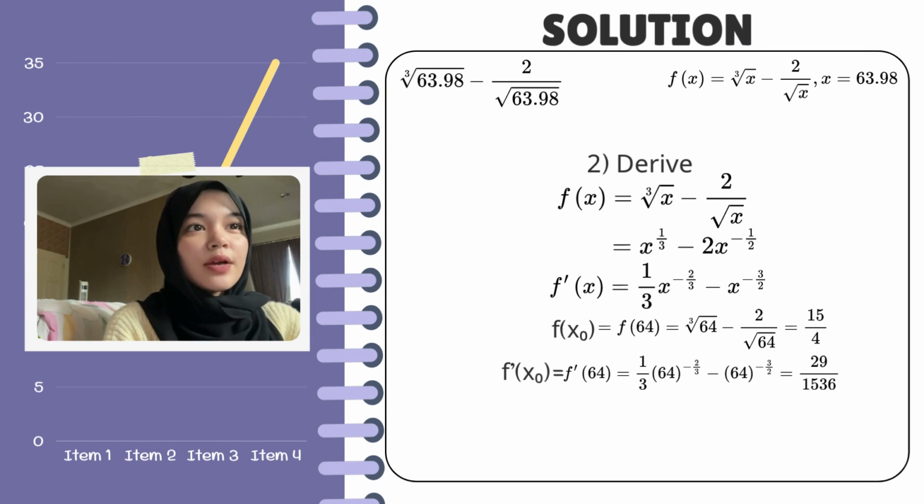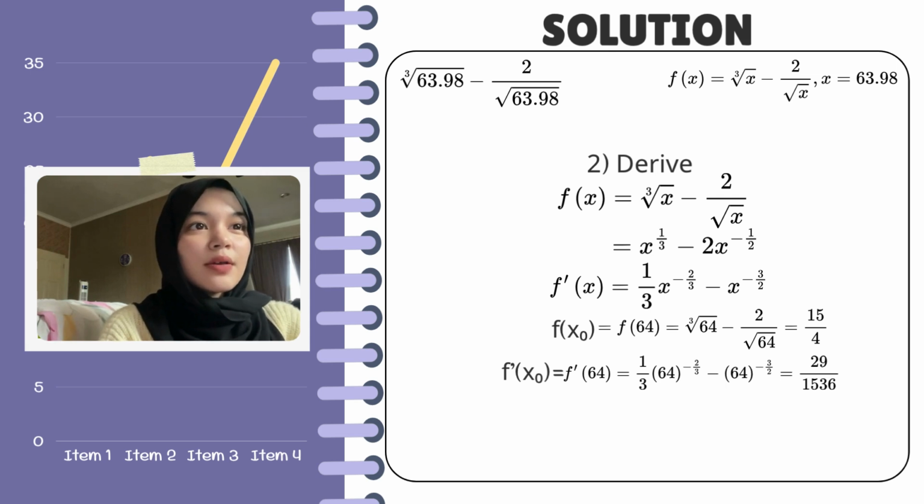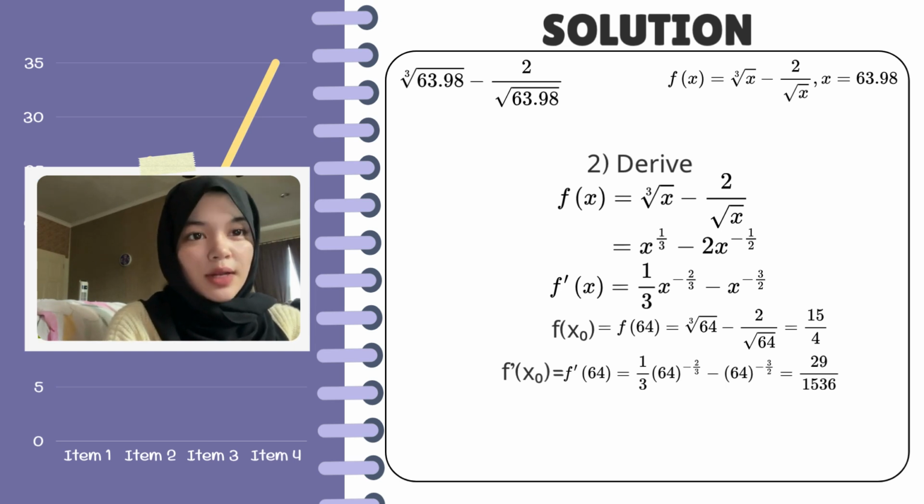We know that our f(x) is cube root x minus 2 over square root x. Then we have x power of 1 over 3 minus 2x power negative 1 over 2. Okay, and then we have to find f prime x equal to 1 over 3 x power of negative 2 over 3 minus x power of negative 3 over 2.